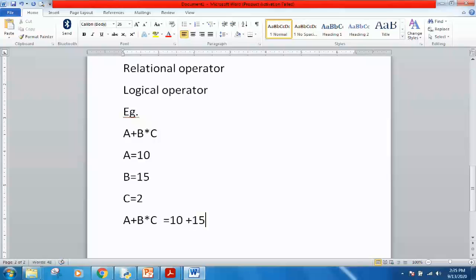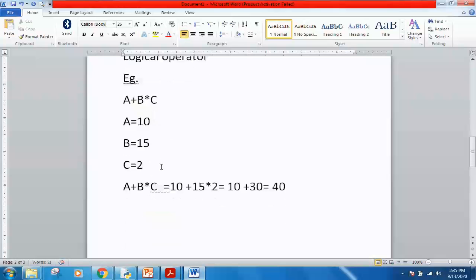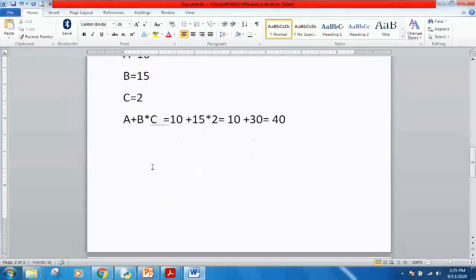So you put the values: first 10, then the value of b is 15, and then c. Now when you solve 15 into 2, 30 will be the result, and then 10 plus 30, 40 will be the answer. So in this way you are solving an arithmetic expression according to the operator precedence rule. This same rule you have to follow while solving any expression.